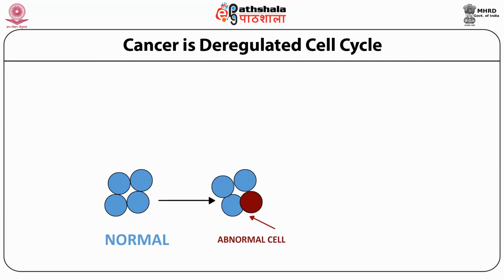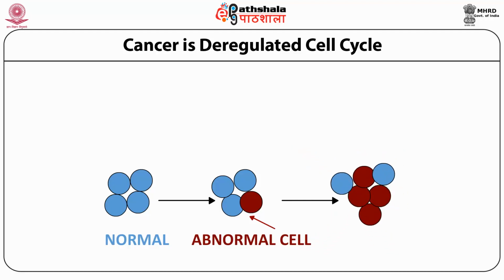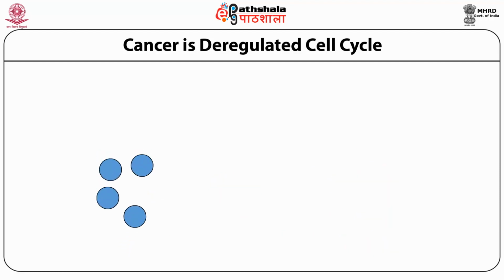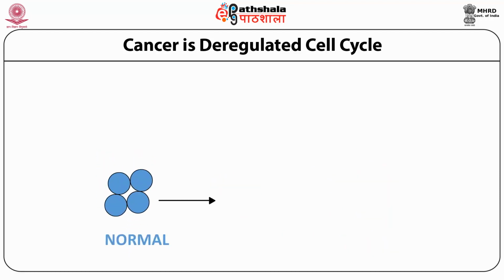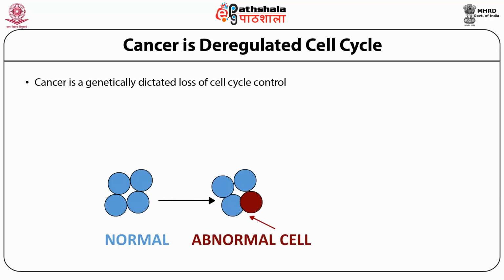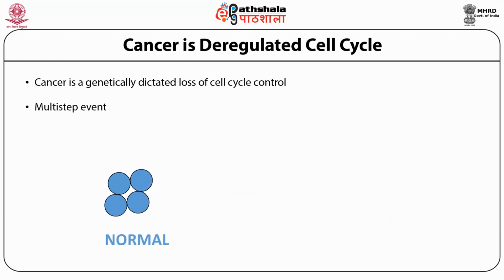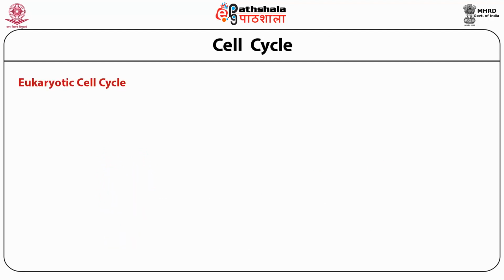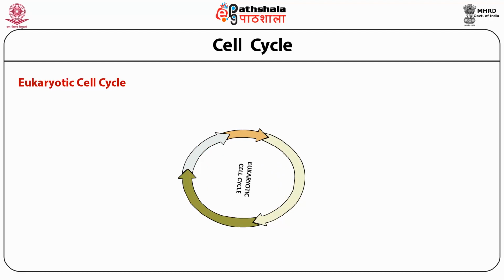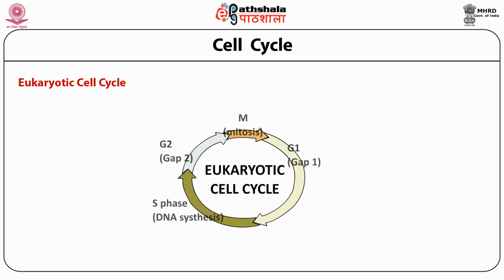Let us imagine a group of cells in which one cell becomes abnormal and is denoted by a red ball and starts to proliferate uncontrollably. In course of time, the abnormal red cell will take over the population and spread to other parts of the body. Thus, cancer is basically a genetically dictated loss of cell cycle. In fact, the progression of the abnormal cell to become fully malignant involves multiple step events. To understand what controls the cell division, one needs to understand the various phases of cell cycle.